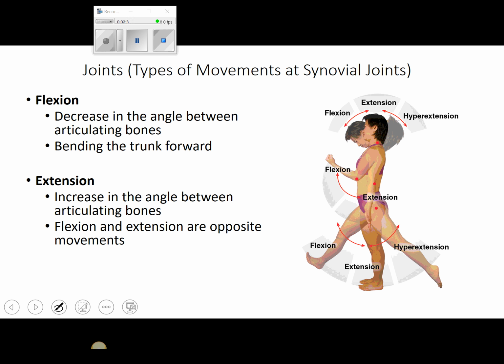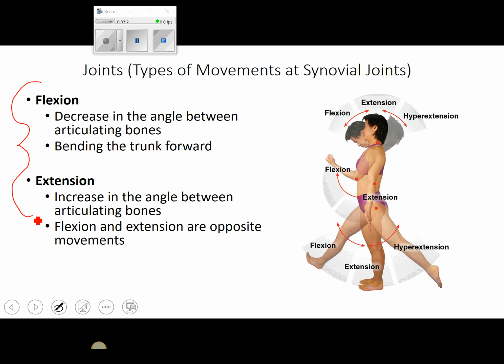Okay, so the first one we have here is flexion and extension. Both of these are opposing movements. Flexion is when you decrease the angle between the two articulating bones, such as bending the trunk forward. Both flexion and extension usually describe movements at the hinge joints of the long bones of the limbs. However, they are also used to describe movements of the axial skeleton, such as when you bring your head forward toward your chest, you flex the intervertebral joints of the neck.